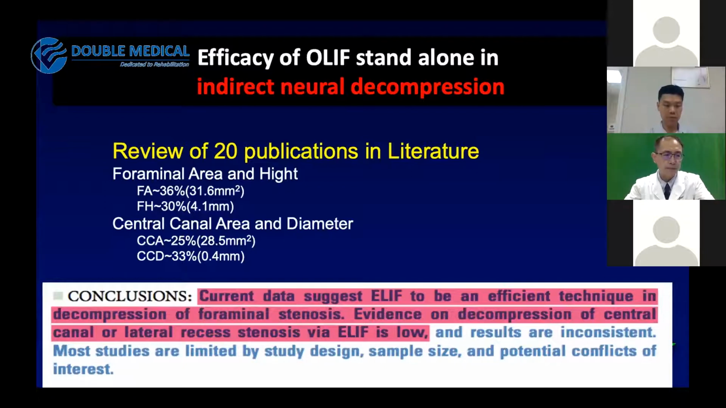But this meta-analysis shows that current data suggests that ELIF, including OLIF, to be an efficient way in decompression of foraminal stenosis, but evidence on decompression of central canal or lateral recess stenosis is still low and controversial. So in some situations, such as severely stenotic cases, an adequate decompression cannot always be achieved. So a posterior direct decompression may be necessary.